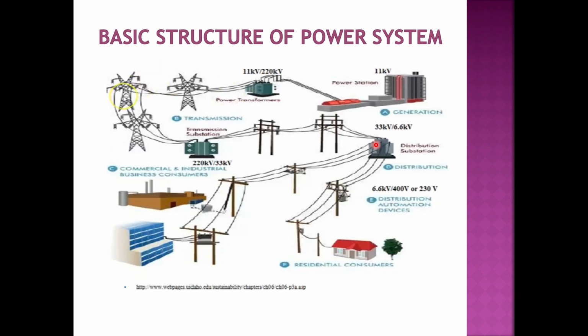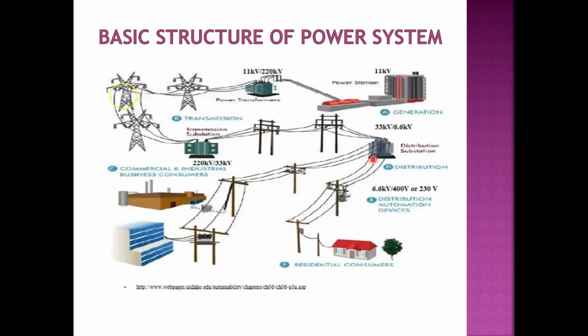distribution substation through the secondary transmission system, where in the distribution substation the voltage is stepped down from 33 kilovolts to 6.6 kilovolts. From here it is distributed to the distribution automation. It is also sent to the commercial or industrial business consumers. This is the connection given to the commercial and industrial business consumers.